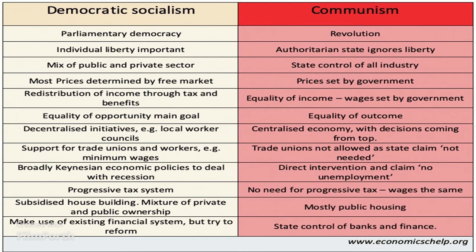Whereas in communism, it requires revolution. There's an authoritarian state. The state controls everything. There's an equality of outcome, but there's not an equality of opportunity. And so that's the main difference between socialism and communism. I think that's where a lot of people get mixed up. They see these two things as the same, where in reality there's a big difference between the two.